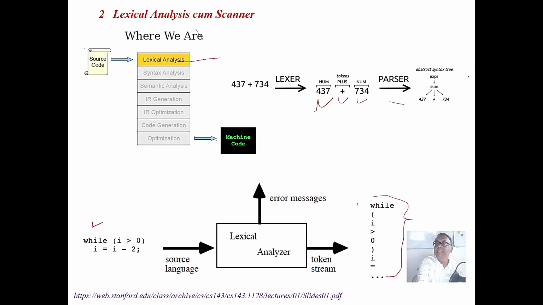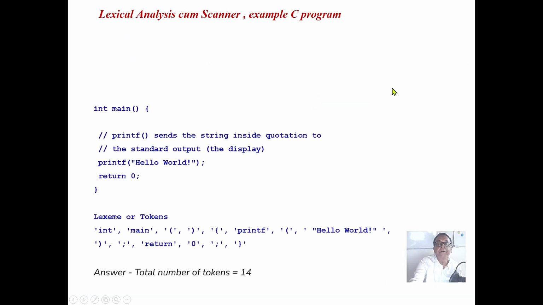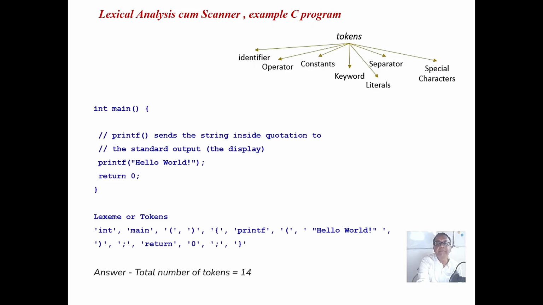After the parser, this tree will be there. This is after the lexical analysis. Then we'll go to the parser. We'll cover it in our next classes. This is an example of lexical analysis of example C programs.